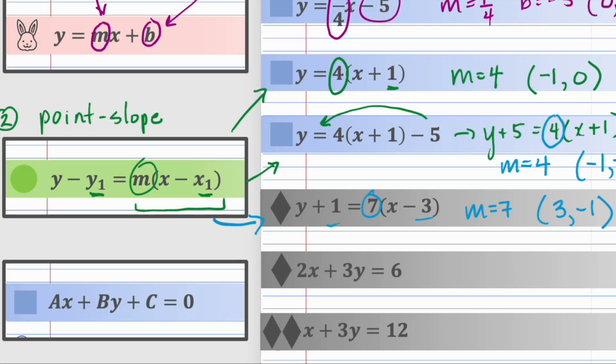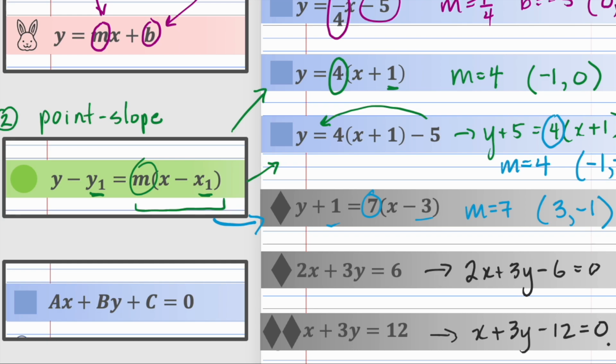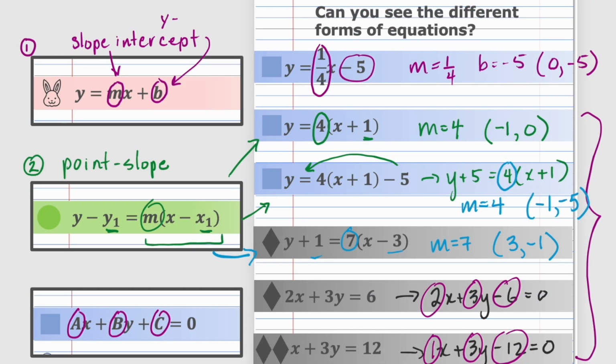And the last 2 aren't written in the form I've given, but we can certainly rewrite them to be 2x plus 3y minus 6 equals 0 and x plus 3y minus 12 equals 0. And if we do that, we can see the a value, the b value, and the c value in our line. A is 2, b is 3, c is -6. And in the second one, A is 1, B is 3, and C is -12. That's a little review on different forms of linear equations.